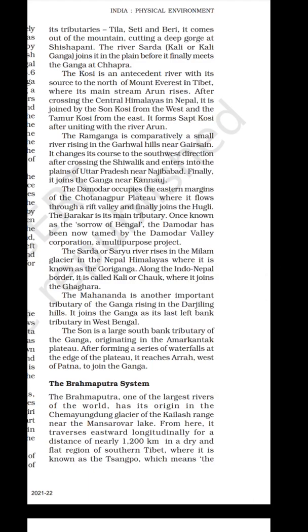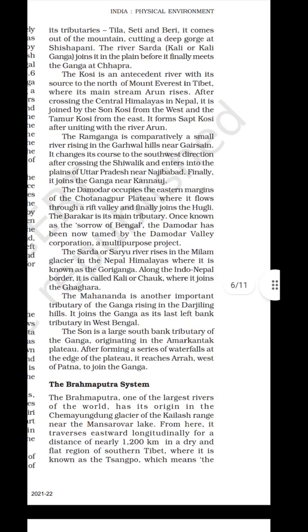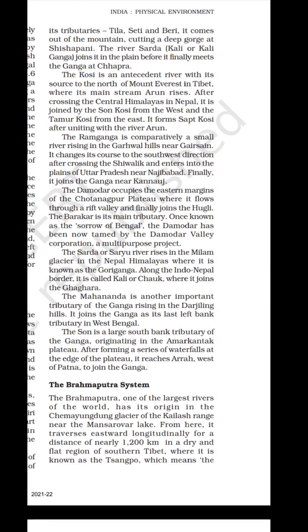The Damodar occupies the eastern margins of the Chota Nagpur plateau, where it flows through a rift valley and finally joins the Hugli. The Barakar is its main tributary. It was once known as the Sorrow of Bengal. The Damodar has now been tamed by the Damodar Valley Corporation, a multi-purpose project.